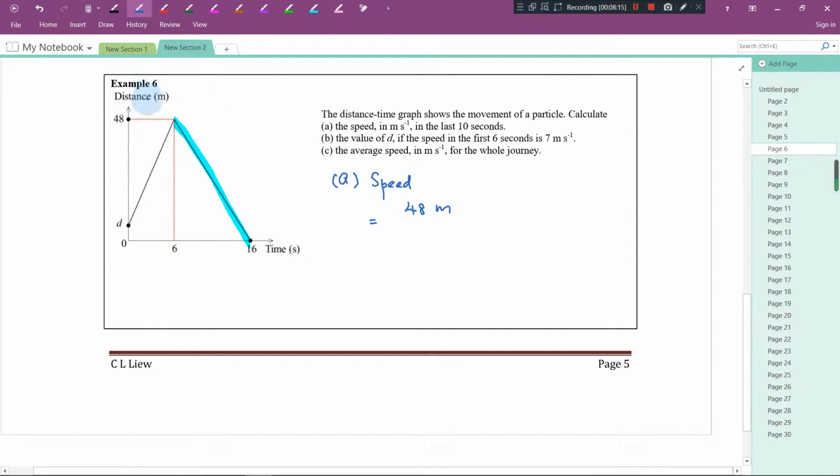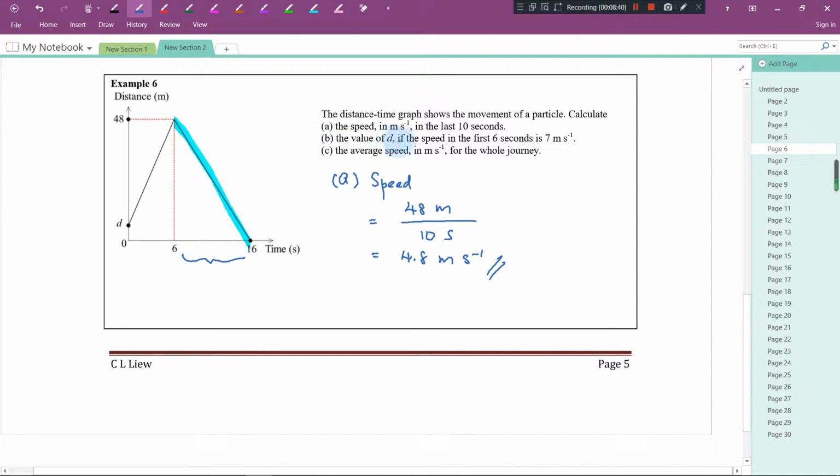Meters, not kilometers. So we have to look carefully at the unit given here. The time taken is not 16, but only 10. Within this period, 10 seconds. So the answer will be 4.8 meter per second. Okay, then we go to B.